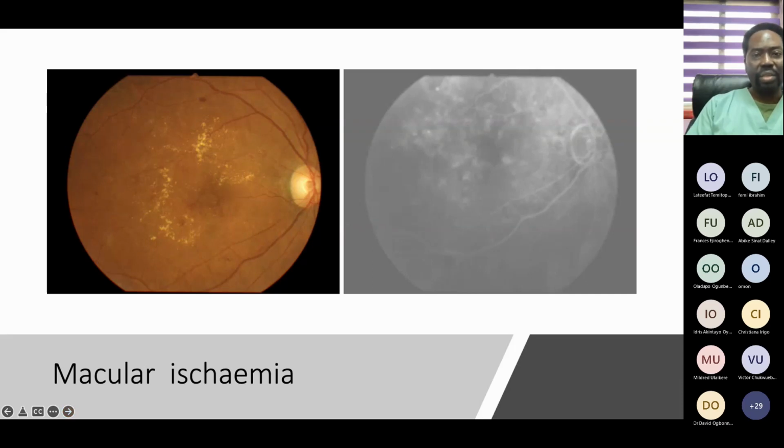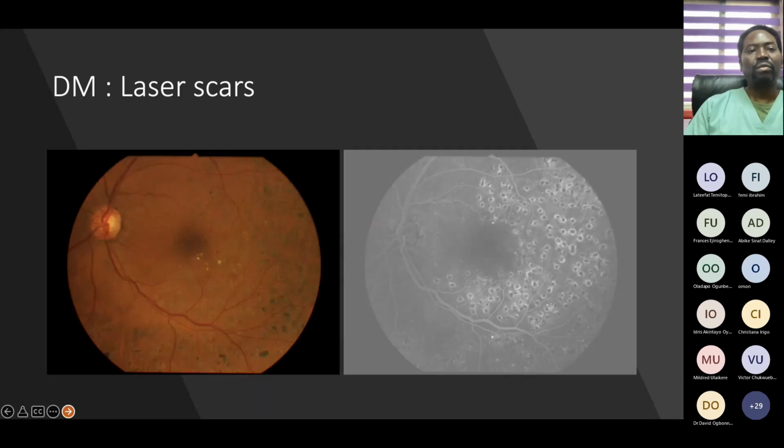So this is something else that FFA will show us. You see here there's an enlargement of the foveal avascular zone, and this is a diabetic patient with actual macular ischemia, and that helps us to be able to put a prognosis to the patient, because edema responds well to anti-VEGF, but ischemia less likely.